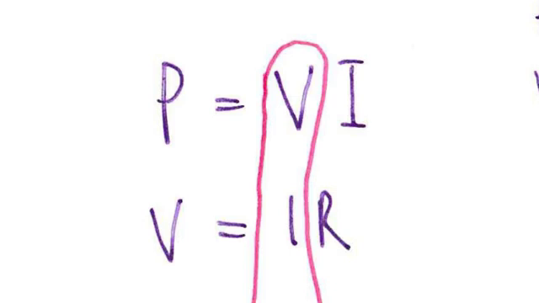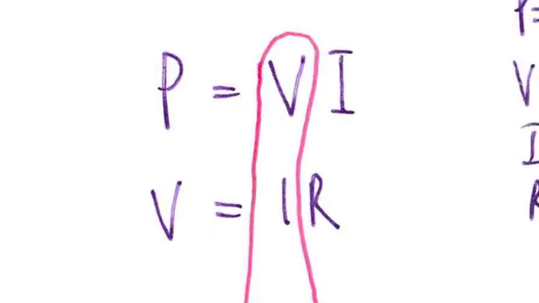And we also use Ohm's law. We'll meet this later on. Ohm's law is basically voltage equals current times resistance. And so if you notice, we can actually replace the V in the formula above, where it says P equals VI, and instead of saying V, we can say V equals IR.